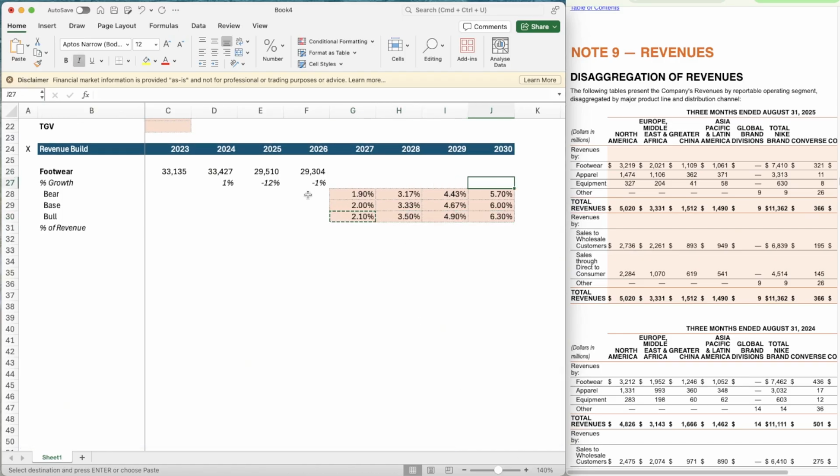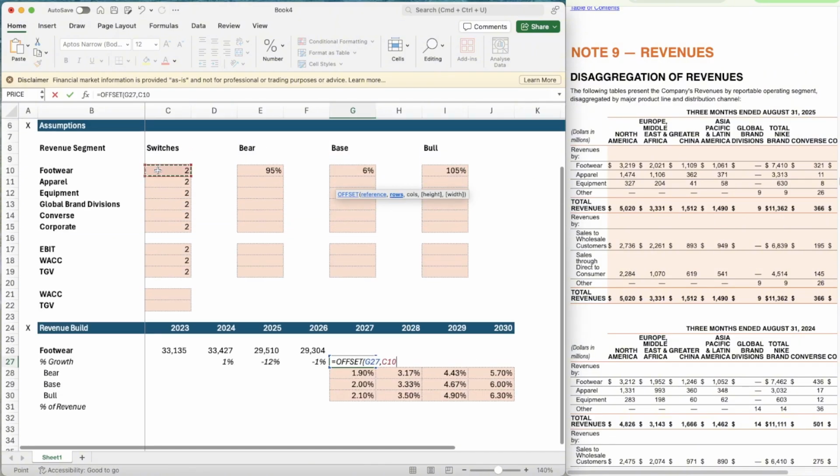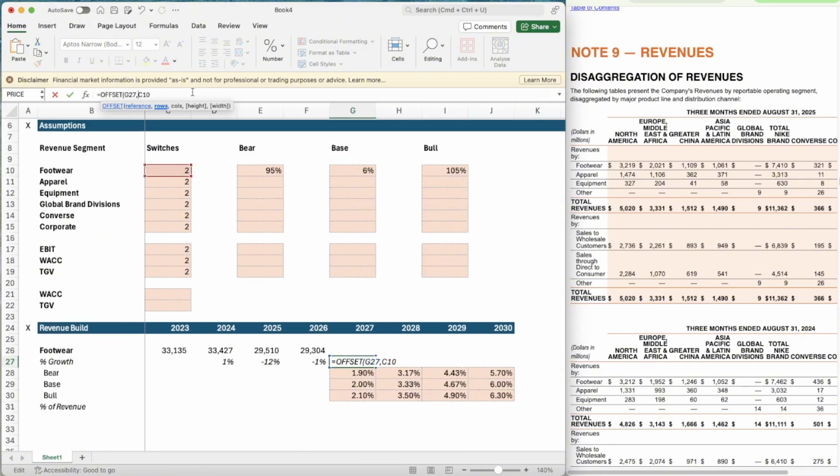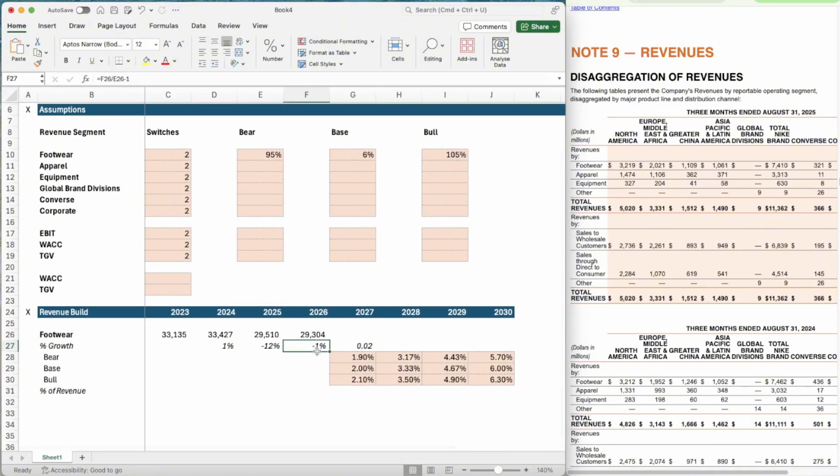For these here, we're going to use the offset function, which allows us to flip between these different scenarios. So we will go equals offset, the cell that we're in, G27, the switch, which we lock in, then comma, then close the bracket. Just format it to make it look the same. And there we have it.